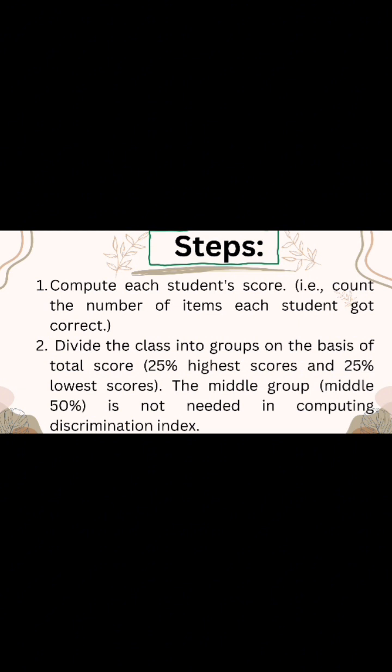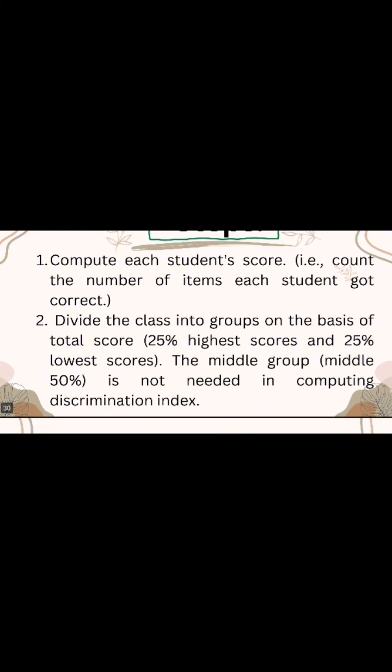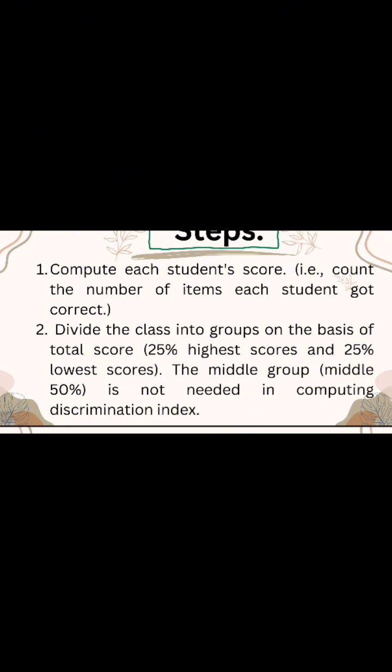For example, count the number of items each student got correct. Second, divide the class into groups on the basis of total score, where the 25% highest scores and the 25% lowest scores, just like I mentioned earlier. The middle group, or the middle 50%, is not needed in computing the discrimination index.